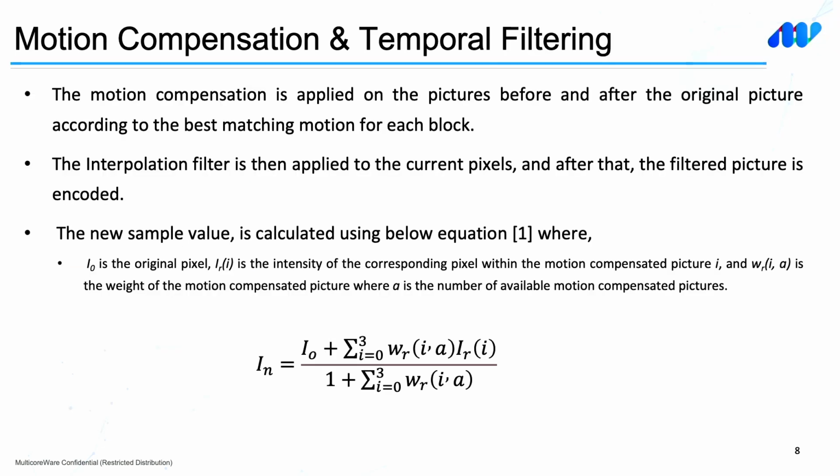After hierarchical motion estimation, we move on to the motion compensation. In our use case, we generate a total of 4 motion compensated images using all of the reference frames, and then we apply an interpolation filter to each of the current pixels. The interpolation filter is applied using the formula that I've shown here. This is nothing but a weighted average of the current pixel and some of the co-located pixels in each of the motion compensated predictions.